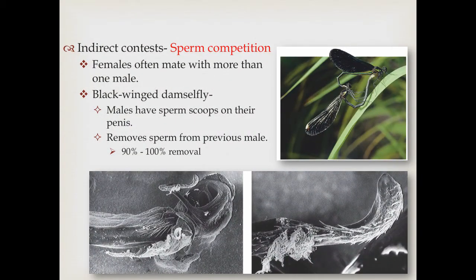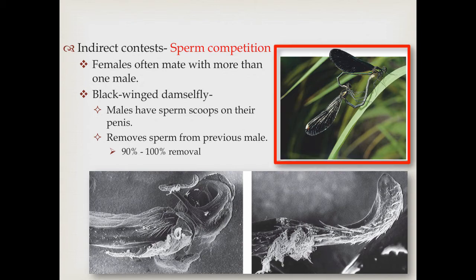Another form of male-male competition is indirect male-male competition. The best example of that is what's referred to as sperm competition. It turns out sometimes males can't physically subdue males from not getting access to females, so the females end up mating with multiple males. Well, another strategy males can do to try to ensure that more of their sperm is used to fertilize the female's ova is to try to remove the sperm of competing males.